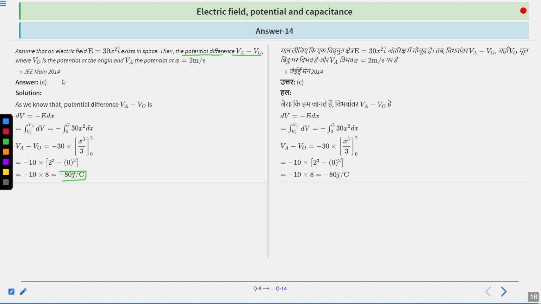So the correct option is option C. These are the 7 questions, and these questions are based on electric field, potential and capacitance. Some of the questions in this lecture are covered from previous years. So these are important questions.